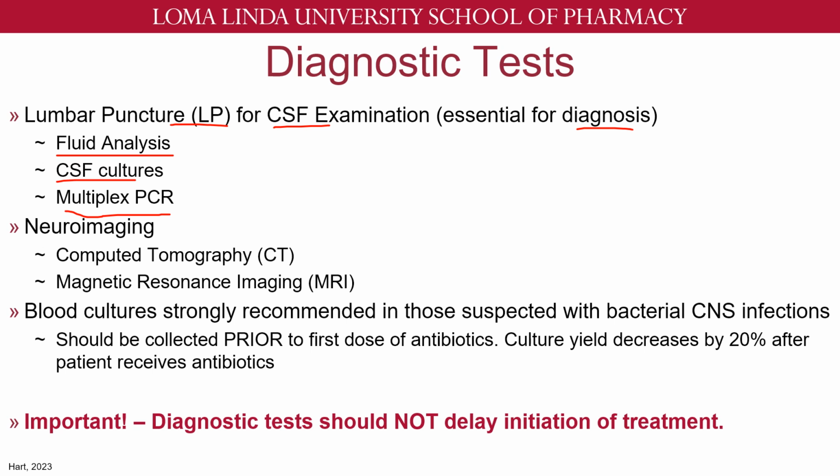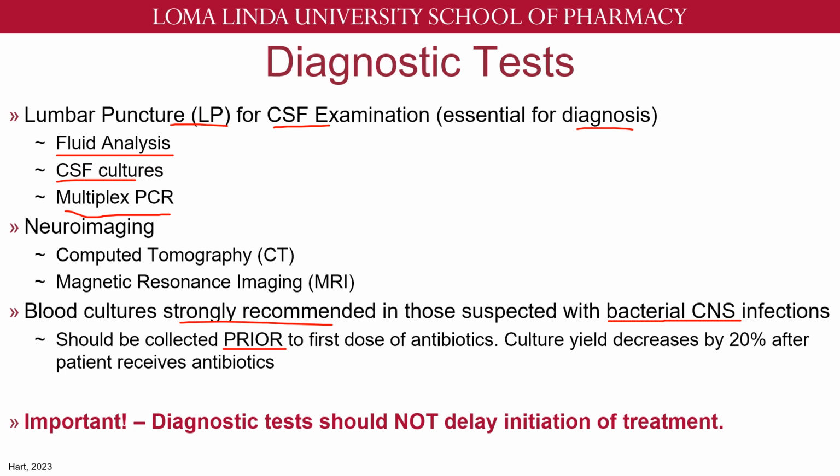And then blood cultures are also strongly recommended for those that you suspect a bacterial CNS infection. And that's because that's the mechanism of how the bacteria gets in the brain in the first place, right? It doesn't go straight from your upper respiratory tract into your brain. It first has to get into the blood and then it may go to the brain.